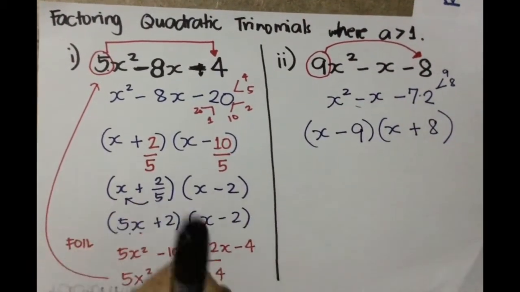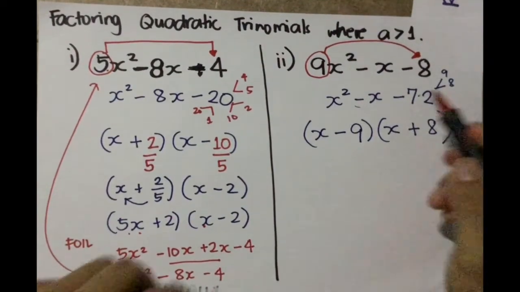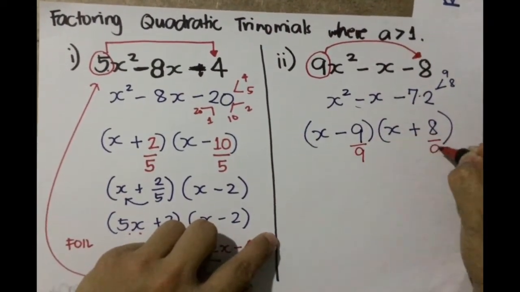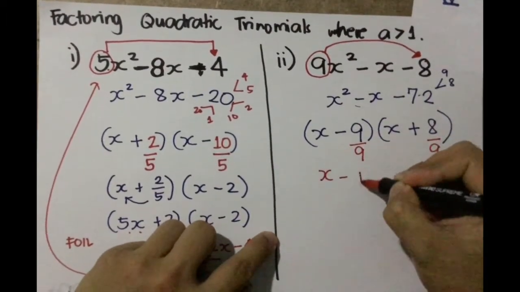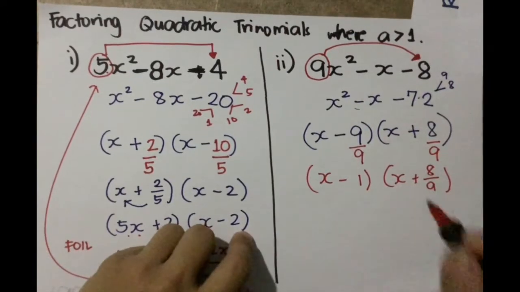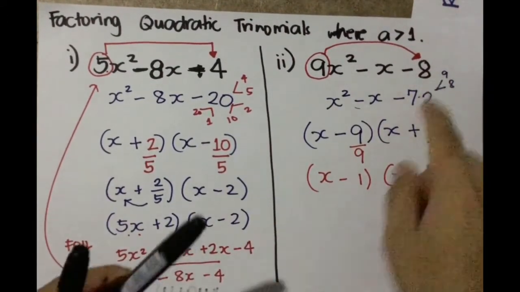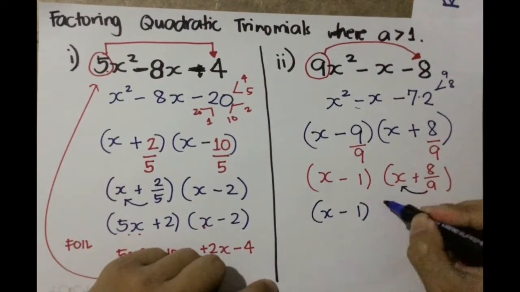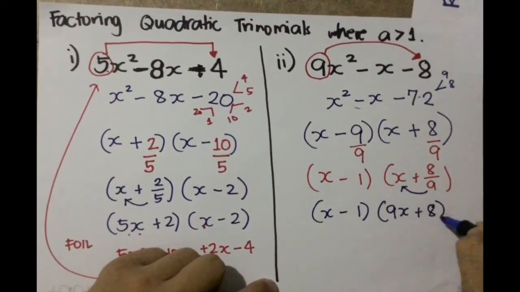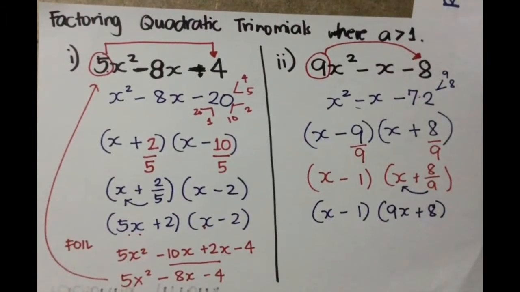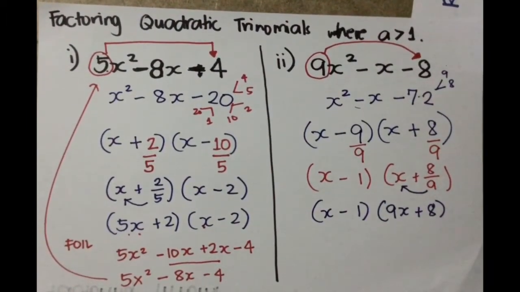Our solution will not end there. Remember that whenever you do this method, you always divide by the number you multiplied earlier. So this will give you x minus 1 and x plus 8 over 9. Can be simplified. Now to transform that, since we are not dealing with fractions here, we rewrite the factors by multiplying 9 to x. So 9x plus 8, and voila, those are the factors of your quadratic trinomials where a is greater than 1. How do you check?